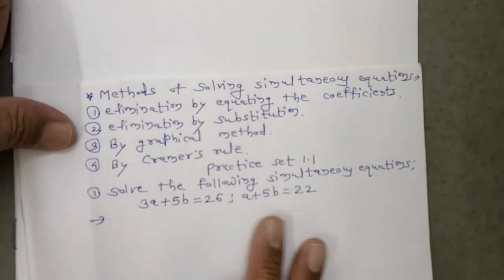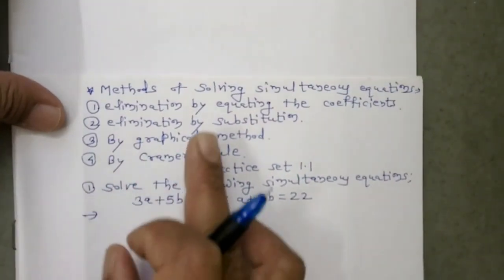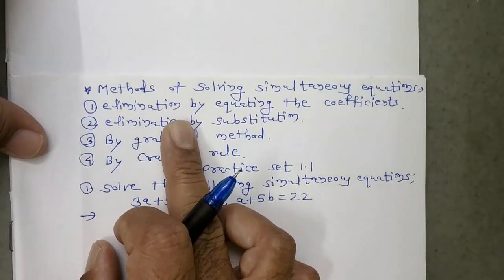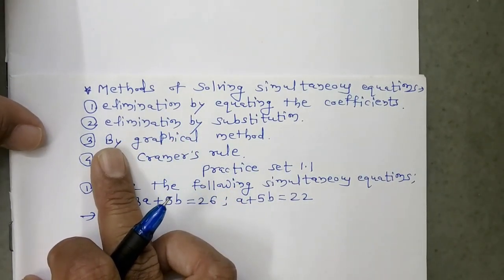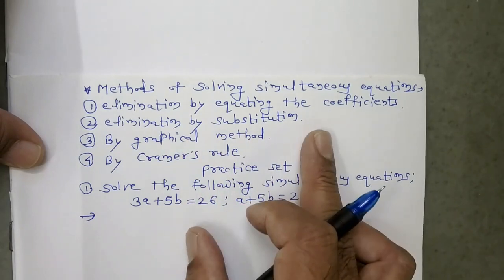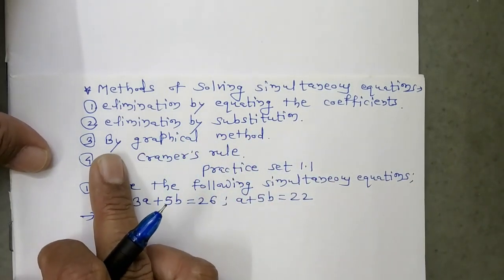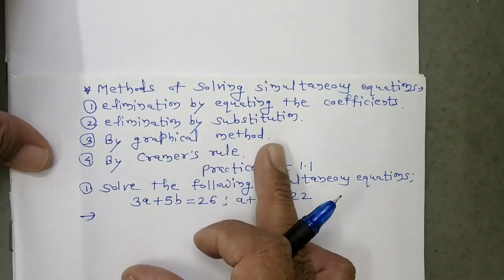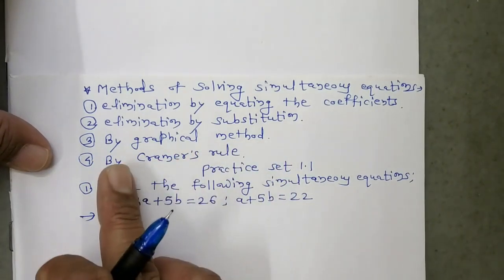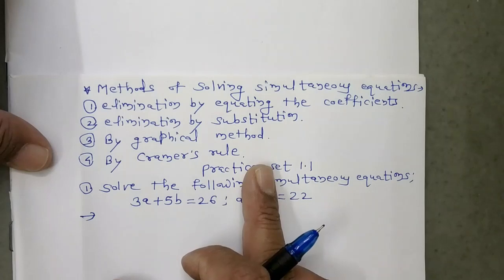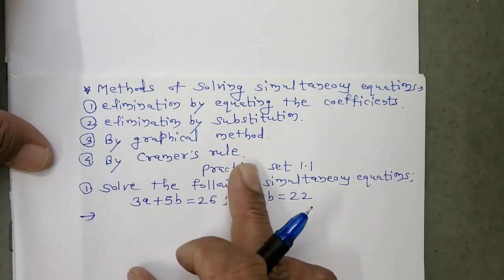There are four methods of solving simultaneous equations. First method, elimination by equating the coefficients. Second, elimination by substitution. Third, by graphical method. Fourth, by Cramer's rule.